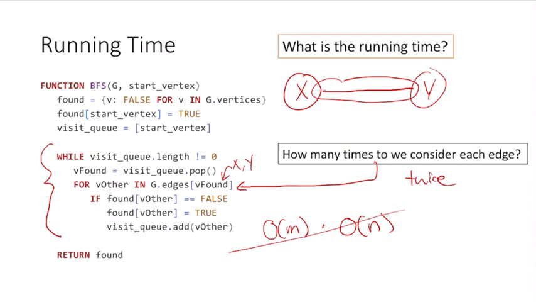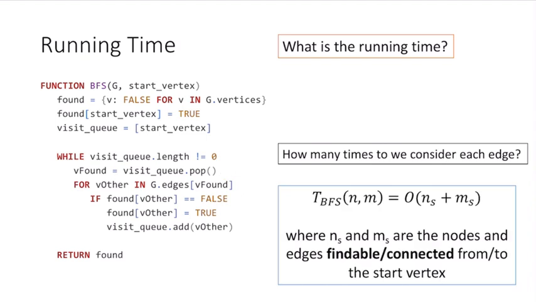We won't do that. But it's more that the outer loop is big O of n, plus we know that we're going to consider each edge at most twice. So it's more of an addition there, even though it's a nested for loop. So this is one of those unusual times where even though we have something nested, we're not going to have a multiplication of the two, because we're not considering all m edges for all of the n vertices. So I'll denote that as big O of n_S plus m_S, where n_S and m_S are the nodes or vertices and edges that are findable from the start vertex.